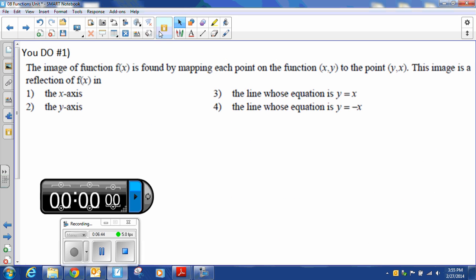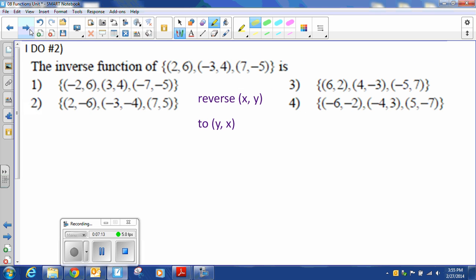Okay, and now we can take a look at these type of questions. The image of a function f of x is found by mapping each point on the function xy to the point yx. This image is a reflection of f of x in what? Well, we know that these are inverse functions because the ordered pair got reversed. So we know that the line of symmetry, the line of reflection, is y equals x. Number 2, we need to reverse each of these ordered pairs. Therefore, the answer is 3.